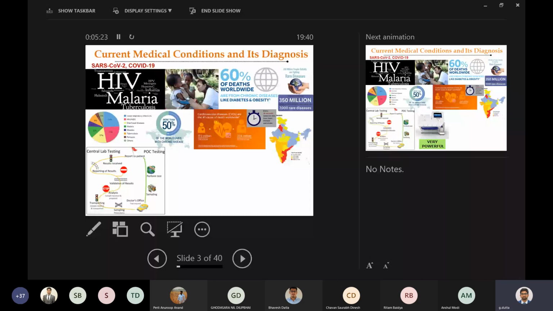Sir, can you make the slideshow full screen, sir? I cannot see properly. It is like a small screen, right? It is now double, like one slide, and very small, right? Okay, just wait.